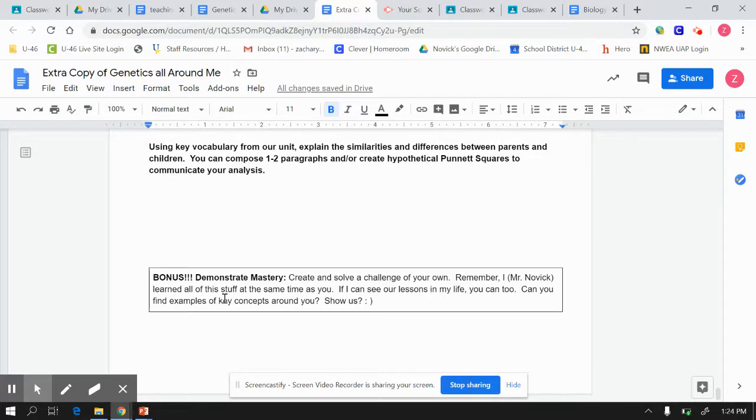I really want to emphasize this, I'll read it, guys: if you can create and solve a challenge of your own, like the ones that I created here, then you're really demonstrating mastery. I'll tell you, I think I get this stuff, and that's what leads to my ability to even compose exercises like this for you. And remember, I, Mr. Novick, learned all this stuff at the same time as you. If I can see our lessons in my life, you can too. And now I challenge you. Can you find examples of key concepts around you? Show us.